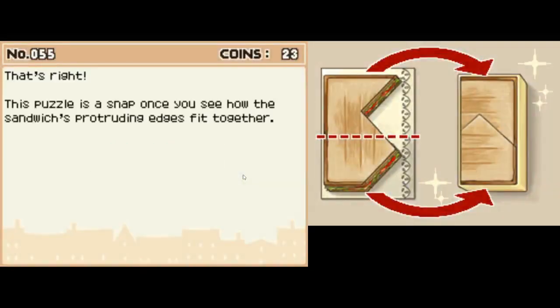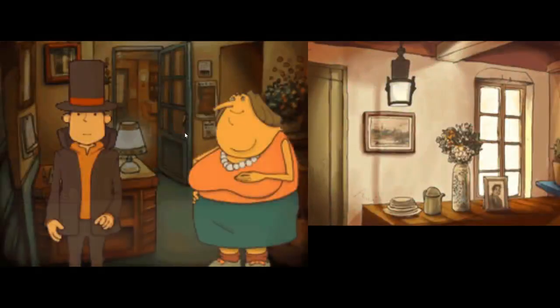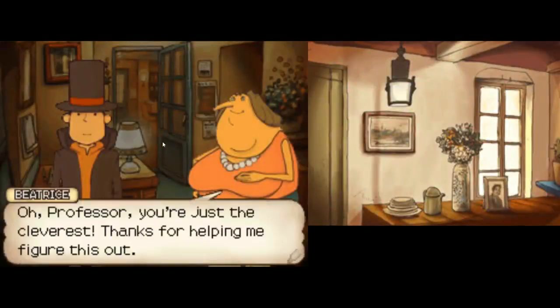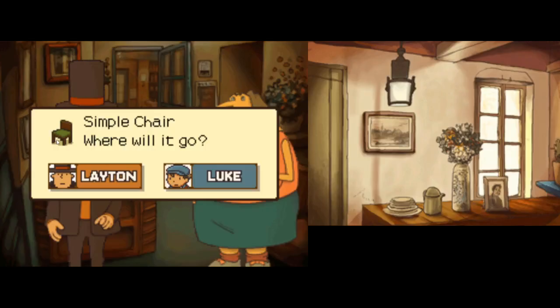Oh, okay. So it's just one time and it's through right here. Yeah, it's weird as it looks in terms of cutting. Well, just wow. That's right. This puzzle is a snap once you see how the sandwich protruding edges fit together. Alright, we're done there. And thus we receive a simple chair.